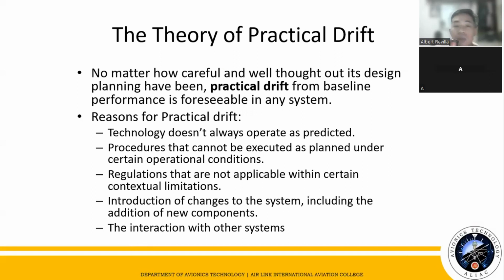So, procedures that cannot be executed as planned under certain operational conditions, and regulations that are not applicable within certain contextual limitations, introduction of changes to the system, including the addition of new components. Ayan, kasama yun sa mga practical drift. Because sometimes nagkaroon ka ng bagong technology, kulang ka pa rin sa training, boom, babagsak. Hindi na mabagsak bigla organization, magkakaroon ka agad ng problema. And yun, the interaction with other systems.